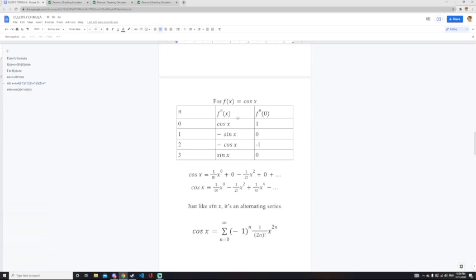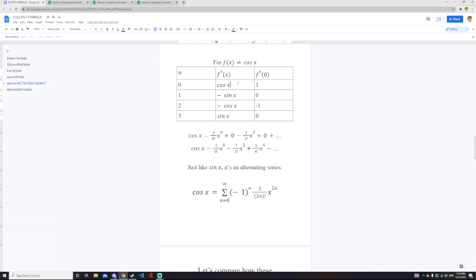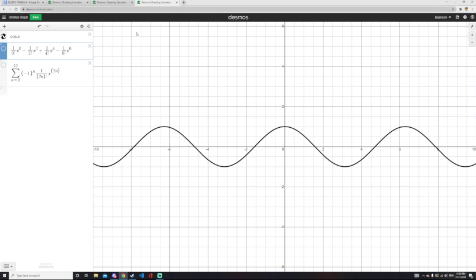For cosine x, it's pretty much the same thing as for sine of x. We've just changed it around a little bit. The derivatives are the same, and if you evaluate them, these work out. It's also alternating.